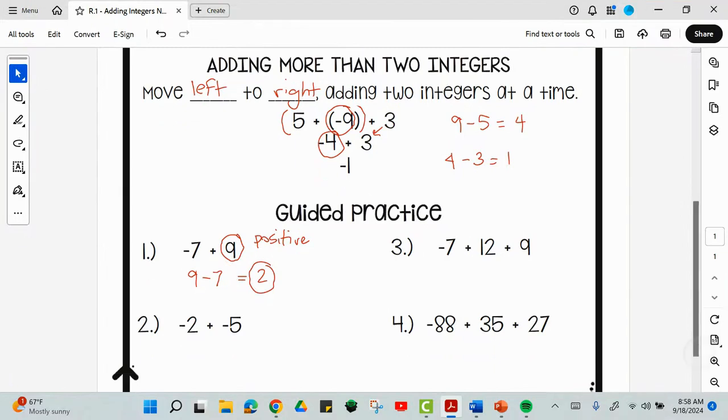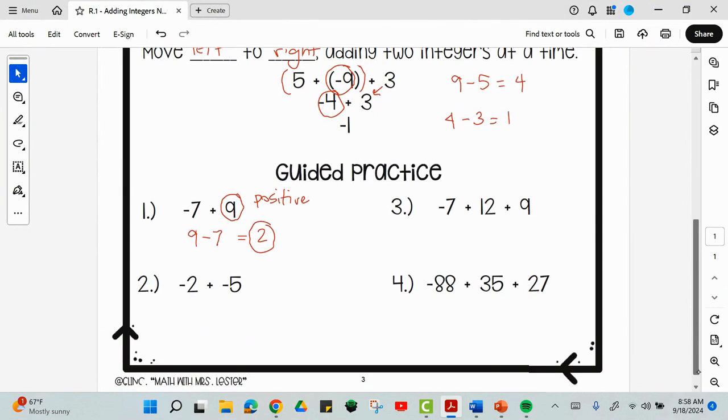So number 2, these are both the same sign. And they're both negative, which means my answer is going to be negative. And then I'm going to add them together. So 2 plus 5 equals 7. And it's going to be negative since they're both negative. And that's my answer.